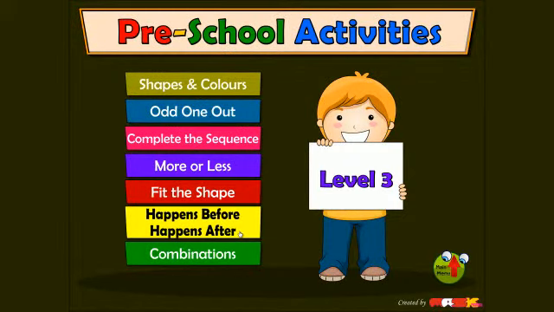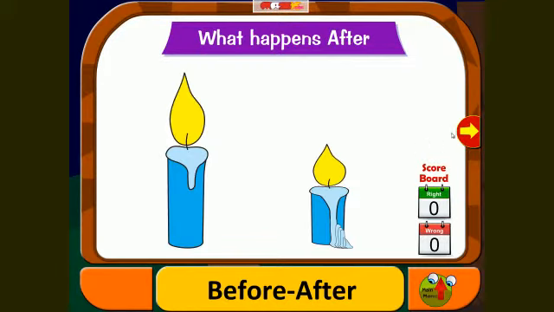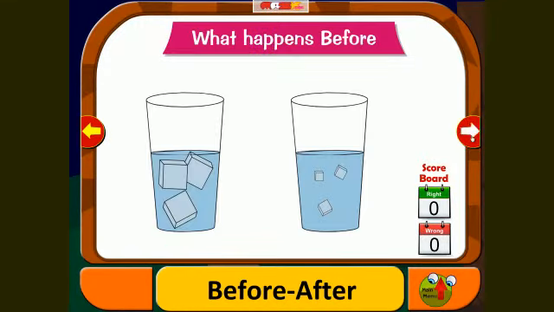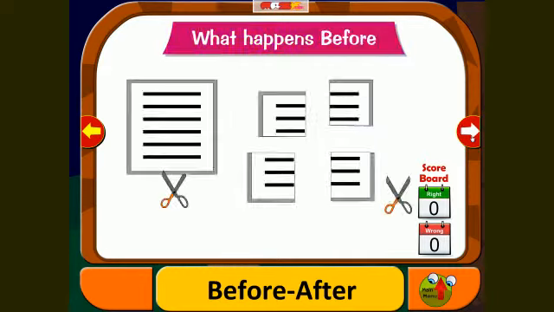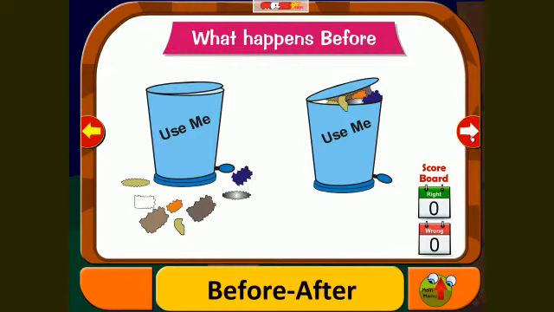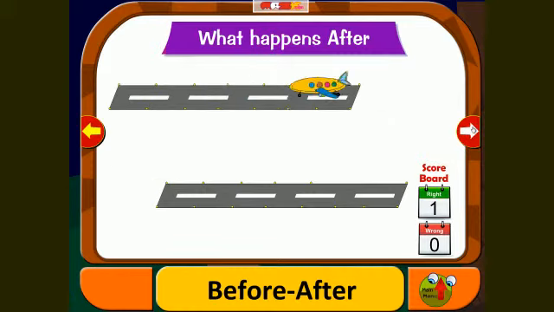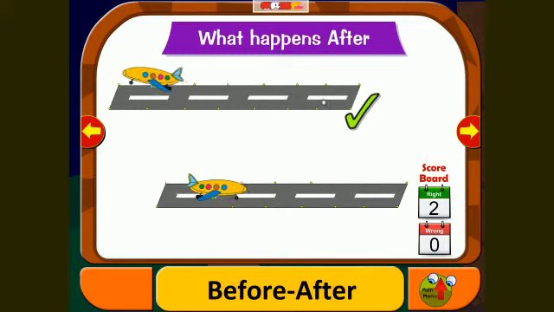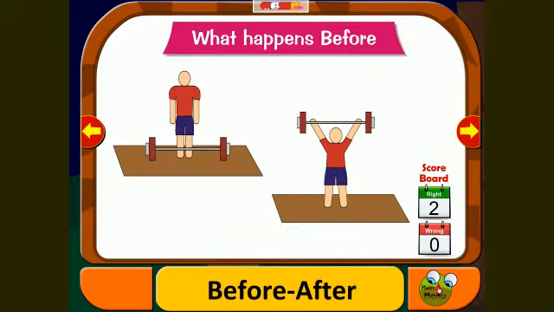Happens before, happens after. What happens after? What happens before? Correct. What happens after? Fabulous. What happens before?